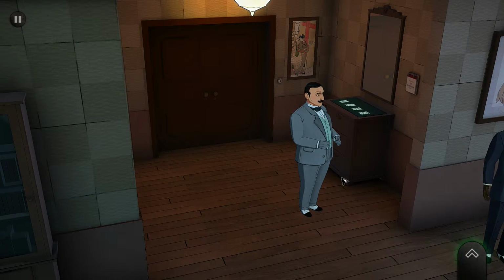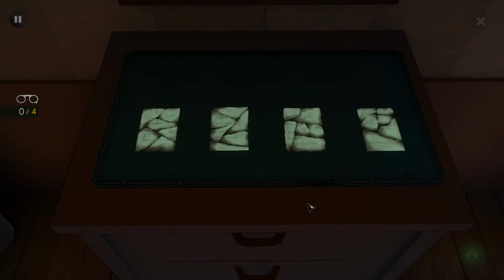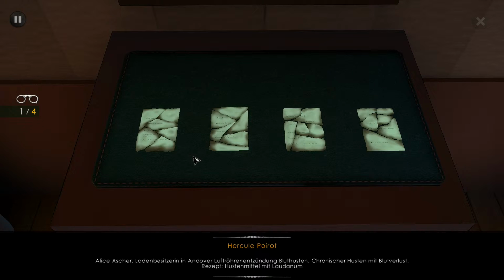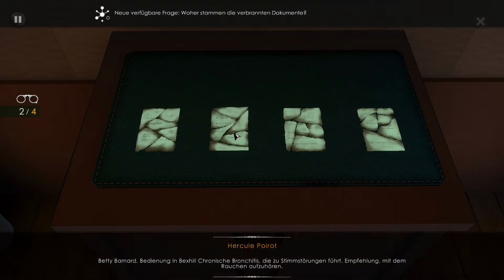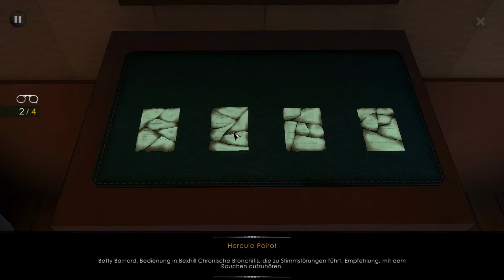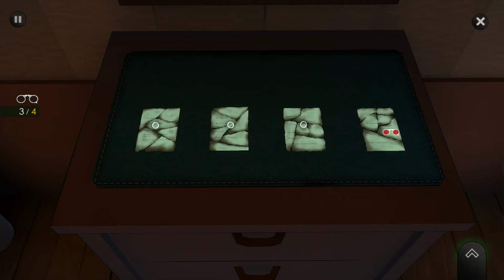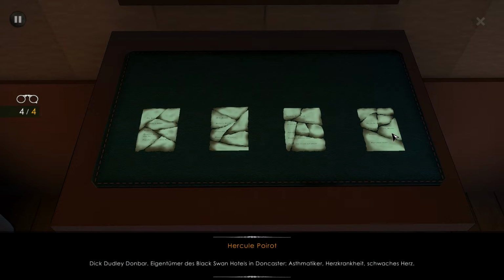Das werden wir sehen. Na gut, es sind die Patientenbeschreibungen. Patientenakten. Alice Asher, shopkeeper in Andover. Tracheitis, hemoptysis, chronic cough with loss of blood. Prescribed laudanum-based cough medicine. Dann hätten wir hier B. Betty Barnard, waitress in Bexhill. Chronic bronchitis, causing dysphonia. Advised to stop smoking. Dann C. Alexander Bonaparte Cust. While wounded, mustard gas and head trauma. Pulmonary emphysema. Hemoptysis. Coughing fits with blood. Suffers from absences and amnesia. Hier hätten wir ihn. Dick Dudley Dunbar, owner of the Black Swan Hotel in Doncaster. Asthmatic, heart disease, heart condition.